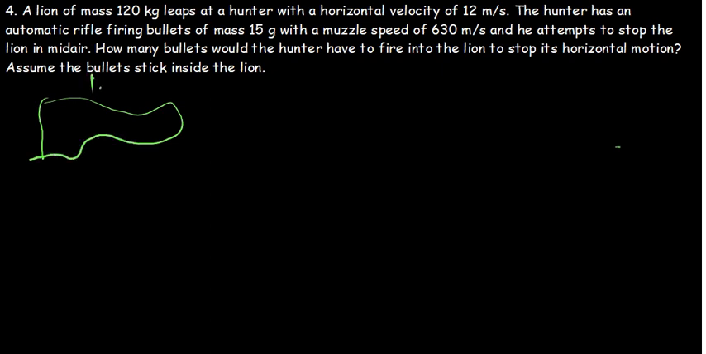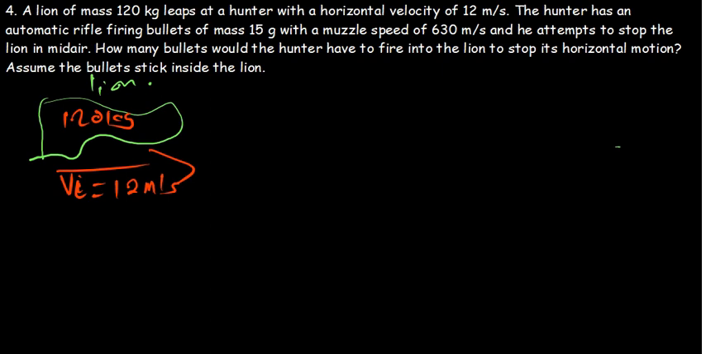So here is the lion. Now this lion has a mass of 120 kg. Then it is moving toward the person with an initial velocity. Let me just say the velocity of the lion is 12 meters per second.